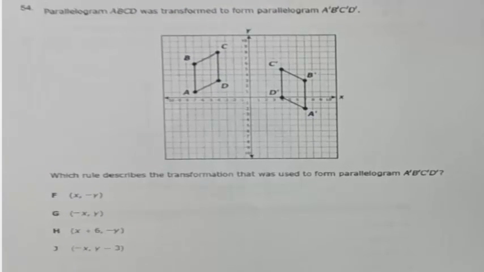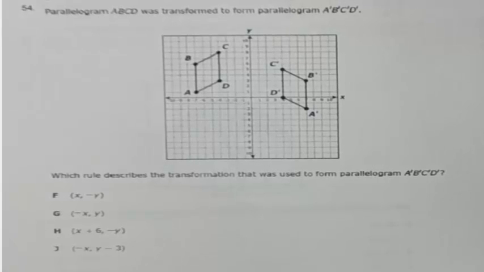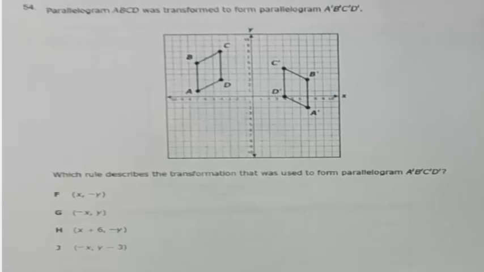Number 54. Parallelogram ABCD was transformed to form parallelogram A prime B prime C prime D prime. Which rule describes the transformation that was used to form parallelogram A prime, B prime, C prime, D prime? F, (x, negative y). G, (negative x, y). H, (x plus 6, negative y). J, (negative x, y minus 3).